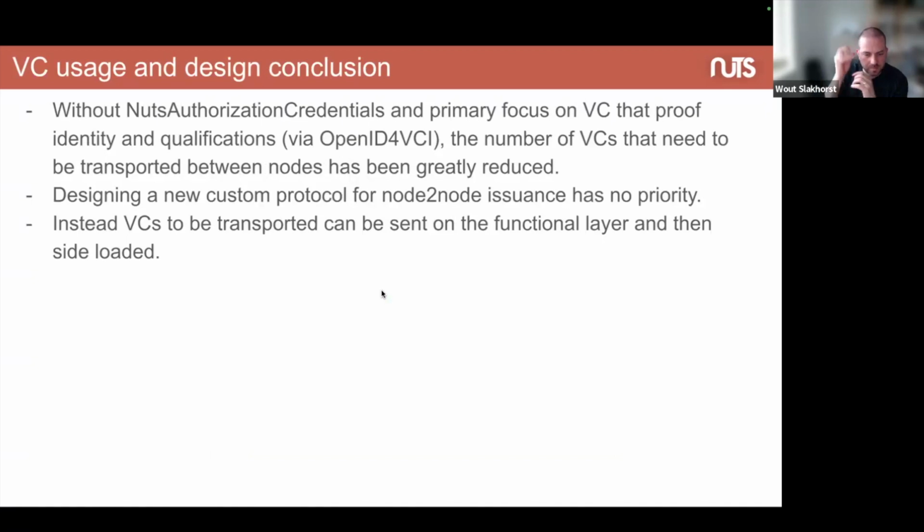Okay, so given these design cases, if we look at what the consequences are, some of them have been reasons to determine what is supposed to be done with the NUTS network, and others the other way around. So if you remove NUTS authorization credentials, the number of credentials that are issued between NUTS nodes will greatly be reduced. Probably like maybe just 1% or something.